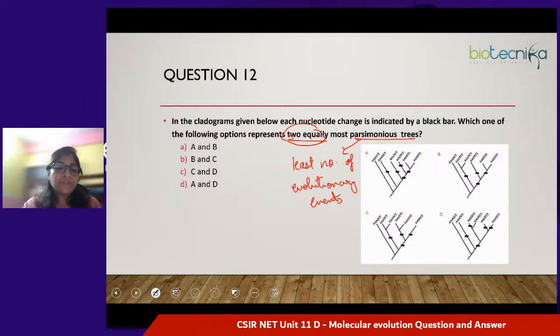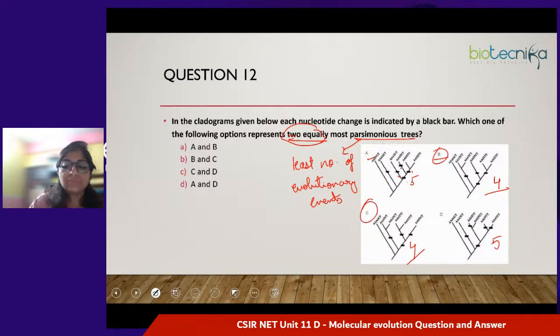Here it is very, very easy. What do we have? This tree has 5 events. B has 4 events. C again has 4 events, and D has 5 events. So which two trees are most parsimonious? B and C. So the answer will be option B.